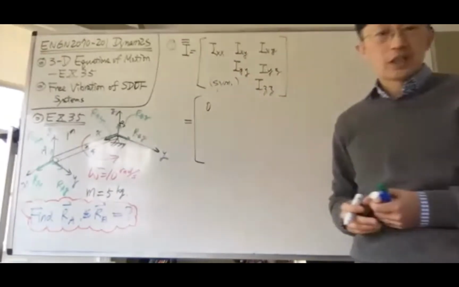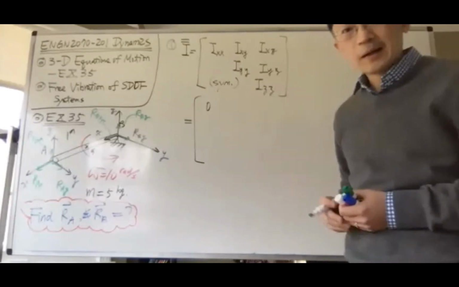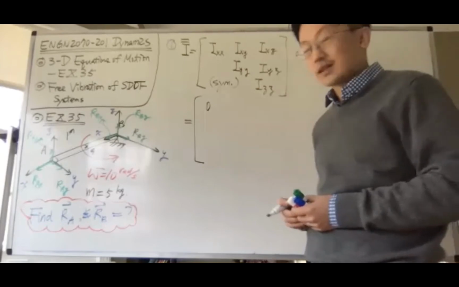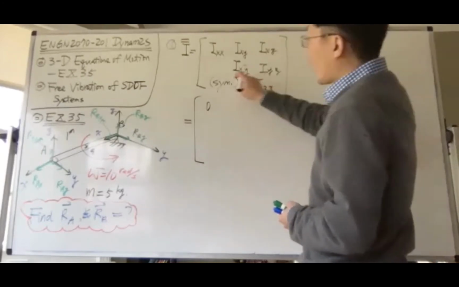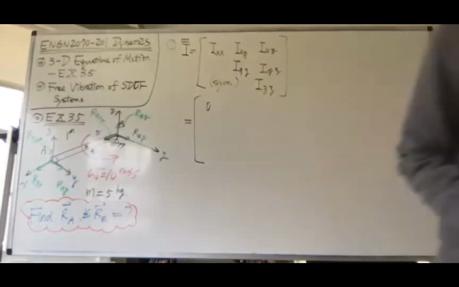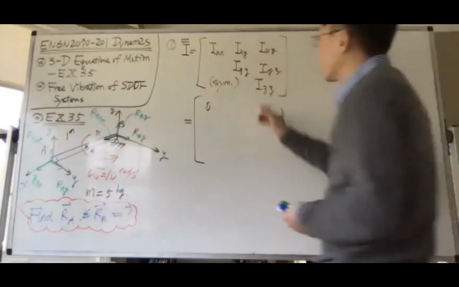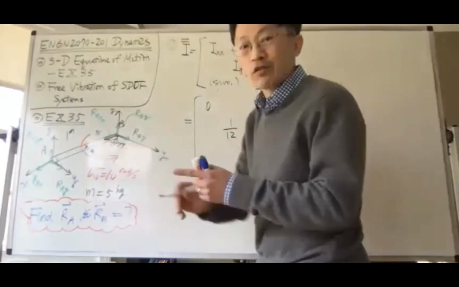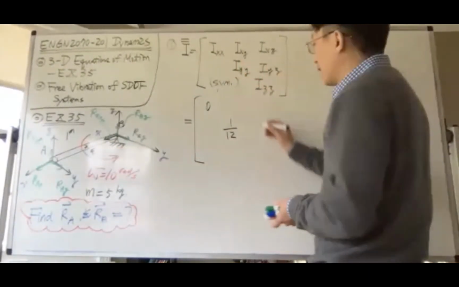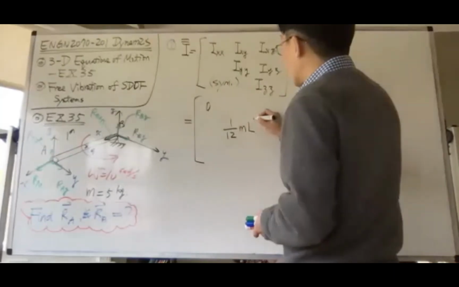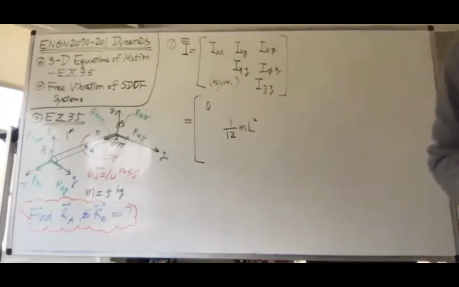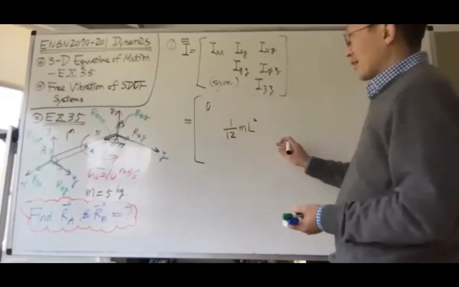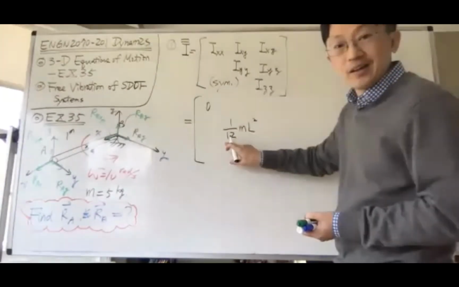Now, does this object have any axis of symmetry? For IYY, we already have that before. We said this is 1/12. This is what we did for the example. Remember, it's 1/12 of the total mass times the total length squared. That's IYY. What about IZZ? The same thing. IZZ is the same as IYY.